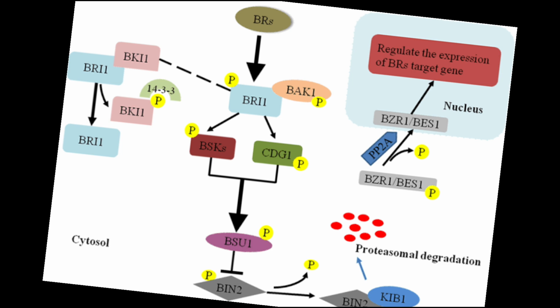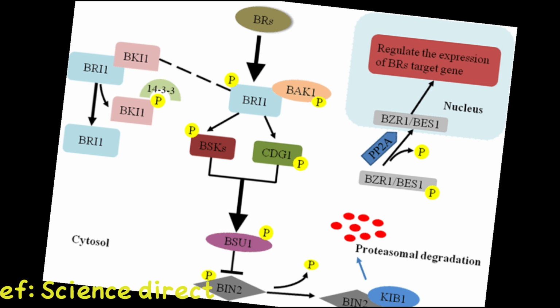Then activation of the transcription factor takes place. The deactivation of BIN2 allows BZR1 and BES1 to become dephosphorylated by PP2A. The dephosphorylated BZR1 and BES1 enter the nucleus to regulate BR responsive gene expression, and this gene expression change occurs. Here the BZR1 and BES1 bind to the BR responsive element, that is BRRE, in the promoter region of the target gene. These genes control processes like cell elongation, cell division and stress response.